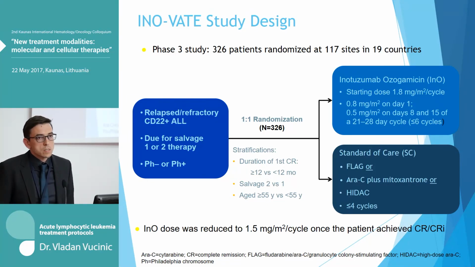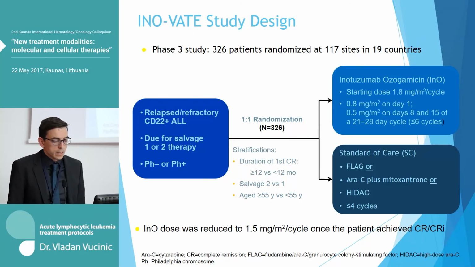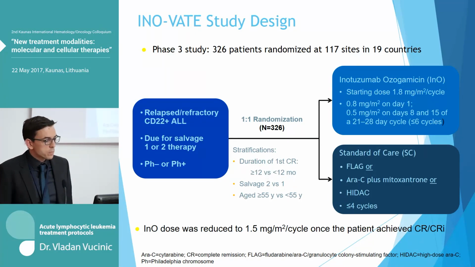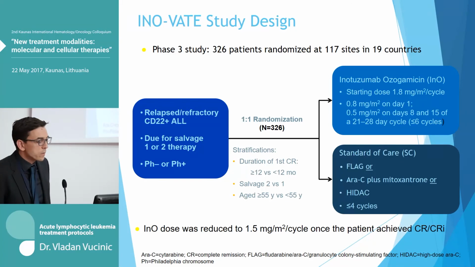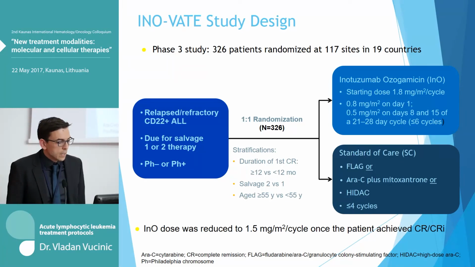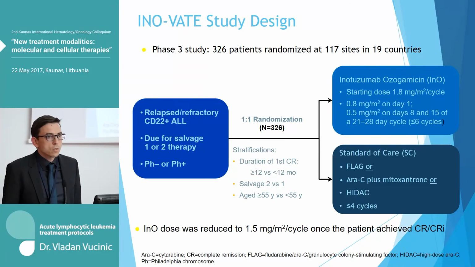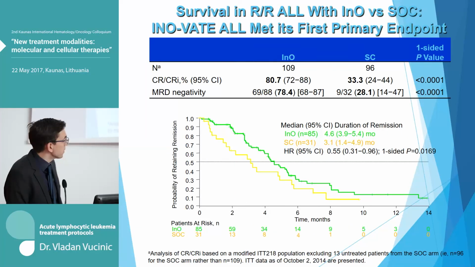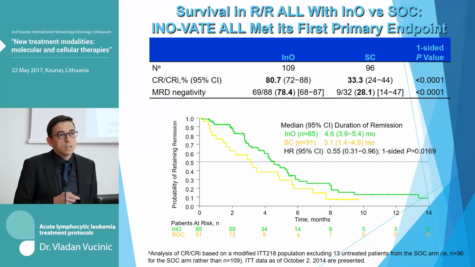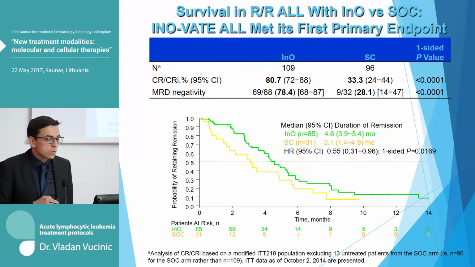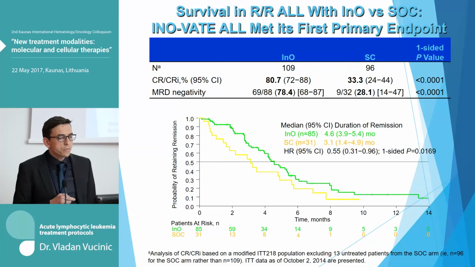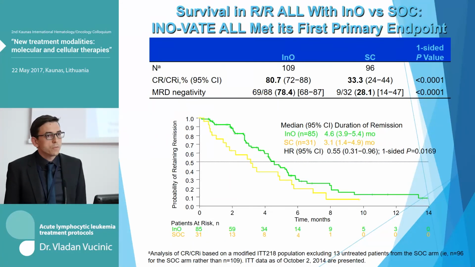Inotuzumab was also, these are the data which were presented in EHA 2016. Inotuzumab was given in the INNOVATE study in America, and they had a similar concept of a tower. As you can see, the curve split here as well, and inotuzumab is also something that we understand as a good bridging to the stem cell transplantation. The firm, Pfizer, applied for approval of the drug.